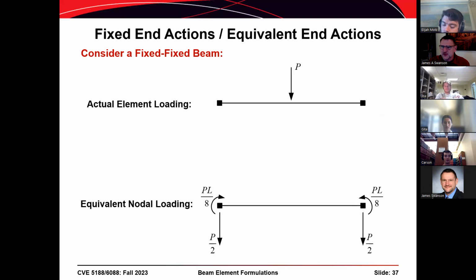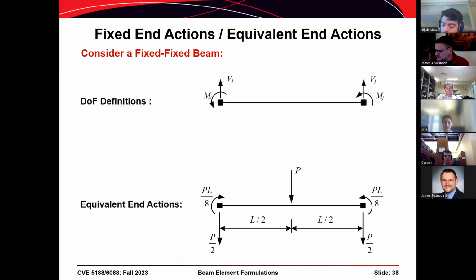And then to make life a little bit more complicated, the way that they're presented here doesn't necessarily correlate with what we've defined as positive degrees of freedom. So we have our degree of freedom definition shown at the top, but some of these moments are acting in the opposite direction, right? If we go down here and look at this guy, that's acting in the opposite sense of that moment there, right? And the two forces are acting in the opposite direction of that.